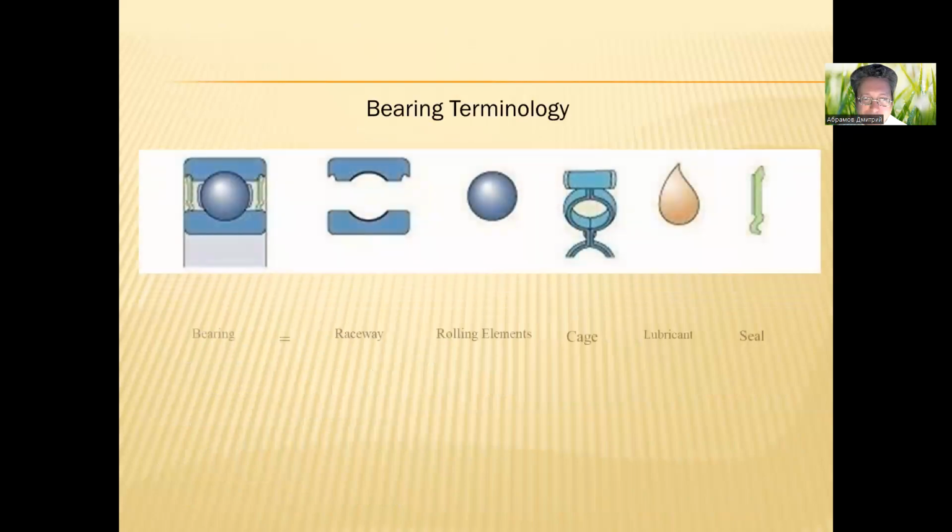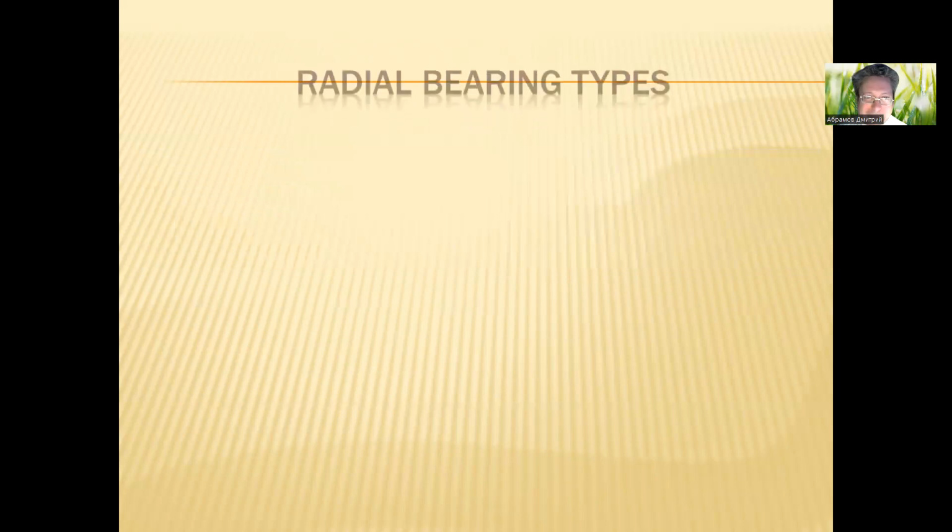And now, bearing terminology. Bearing equals raceway plus rolling element plus cage plus lubricant plus seal. It's equal bearing. Rolling bearing.